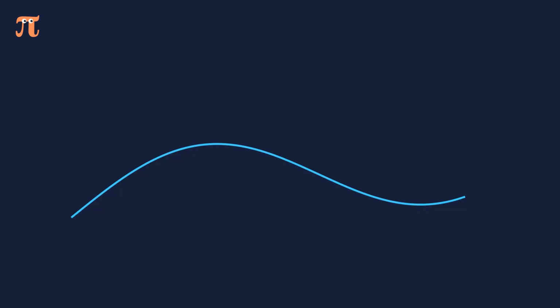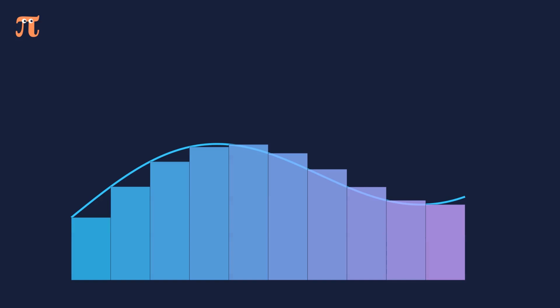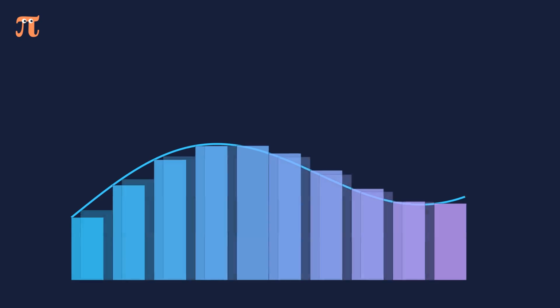So here's the move. If you can't measure the curve directly, approximate it with something you can. Rectangles. Slice the area into thin vertical strips, each one almost a rectangle. Add them up. It's close, but not exact. There are little gaps and overshoots. Unless you make the strips thinner.